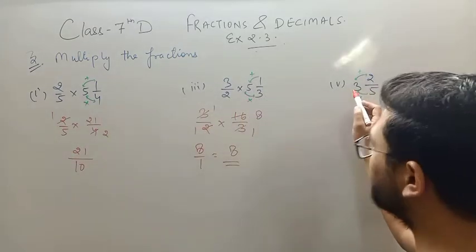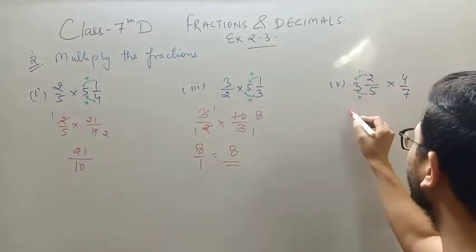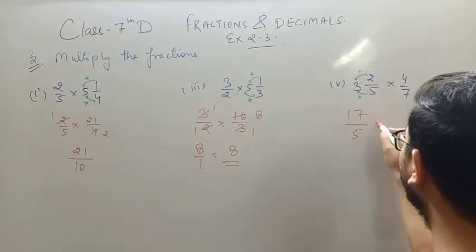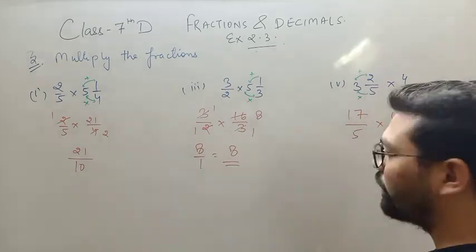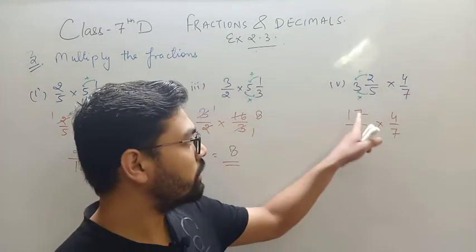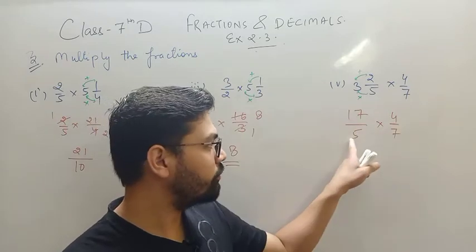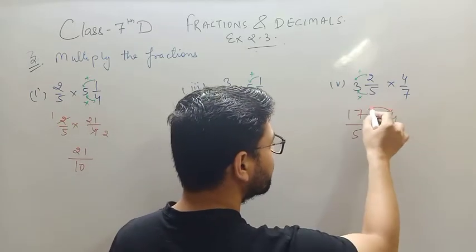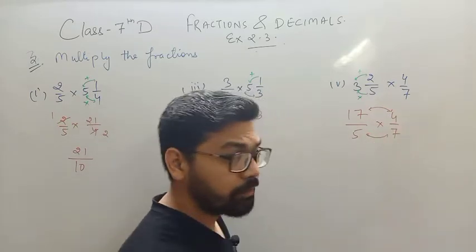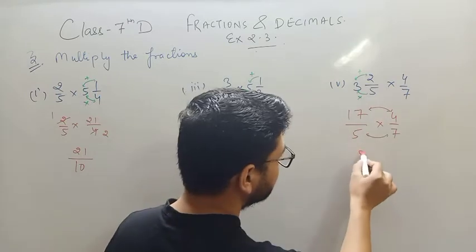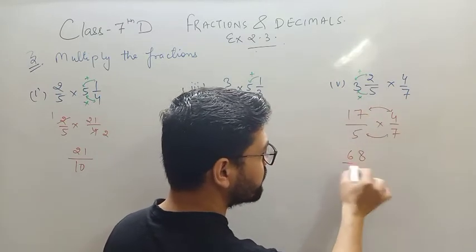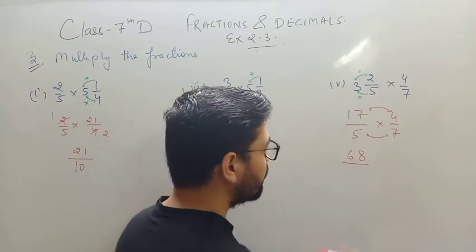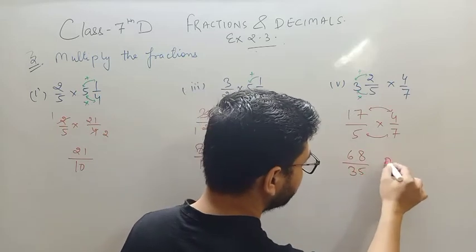Now 5 3s are 15, 15 plus 2, 17, right? 5 3s are 15 plus 2, 17 into 4 upon 7. You cannot cancel out 17 by 7, you cannot cancel out 4 by 5, right? What you need to do is you just need to multiply the numerators and denominators respectively, right? 4 7s are 28, 17 4s are 68. So on the numerator what I'll get? 68. 7 5s are 35. So this is the answer.